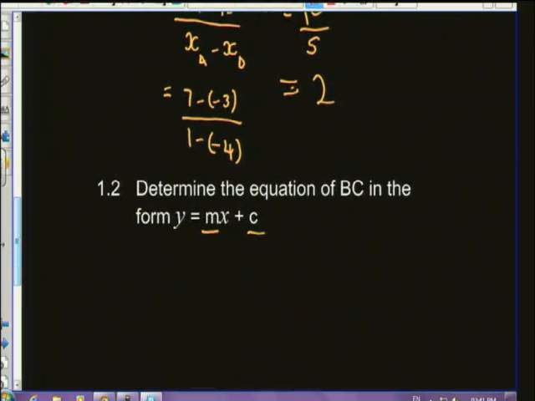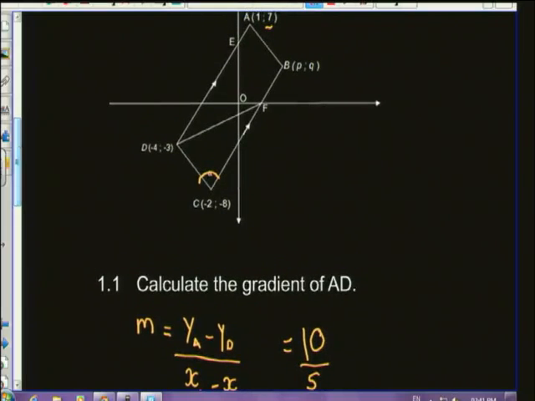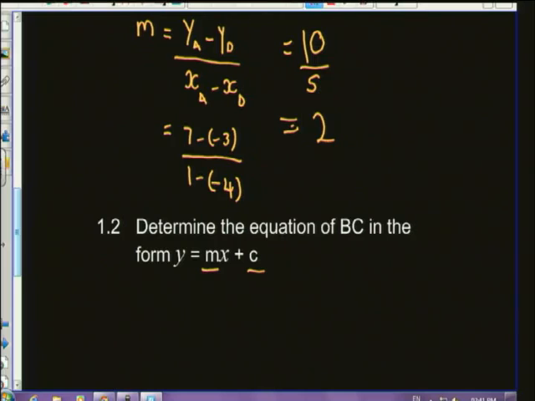So we know that the two lines are parallel. We know that BC is parallel to AD. Therefore, they have the same gradients. Remember that, folks. Parallel lines have the same gradients. So we're halfway there. We know that the m value of the equation of BC is simply equal to 2. So I can already write y is equal to 2x plus c. I now need to worry myself about the value of c.